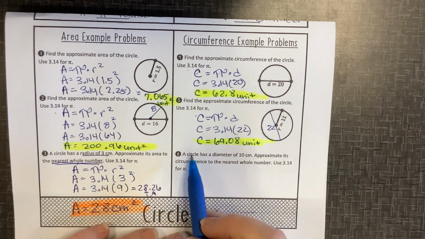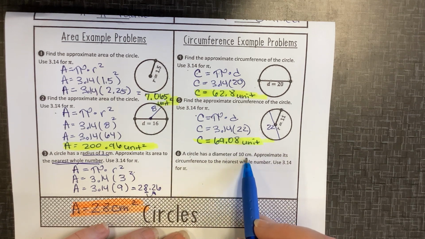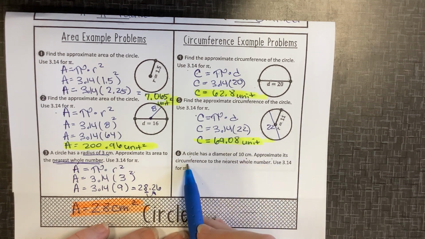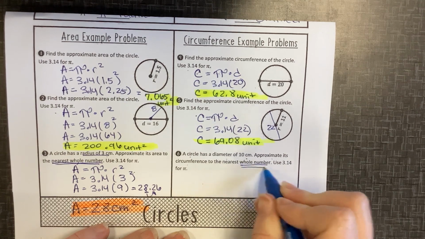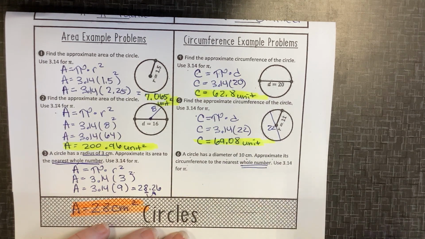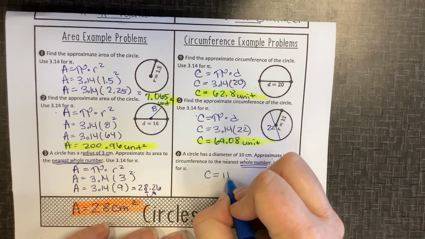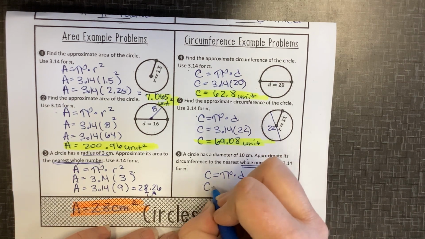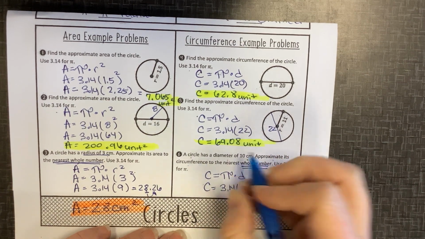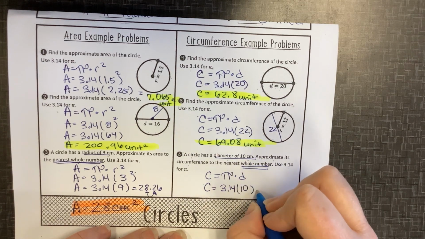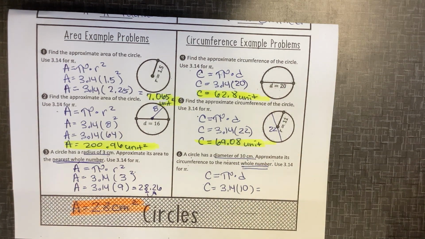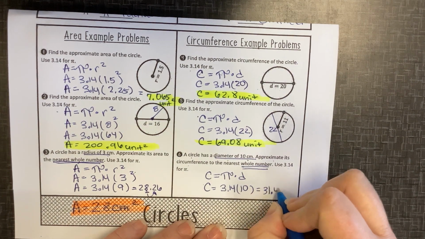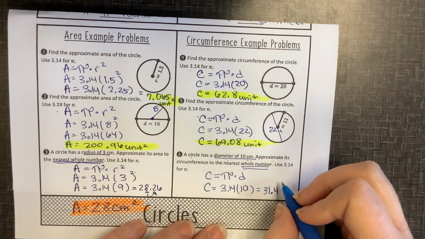And then number 6, a circle has a diameter of 10 centimeters. Approximate the circumference to the nearest, again, it wants whole number, using 3.14 for pi. So again, we want to find circumference. 3.14. Our diameter is 10. So 3.14 times 10, and we get 31 and 4/10. We do have units, it is centimeters.